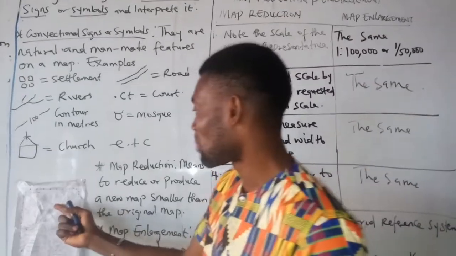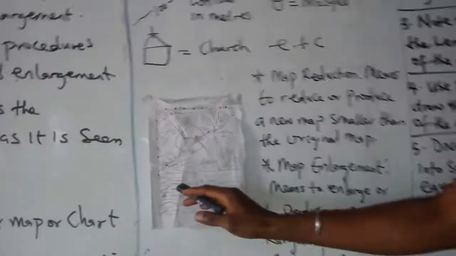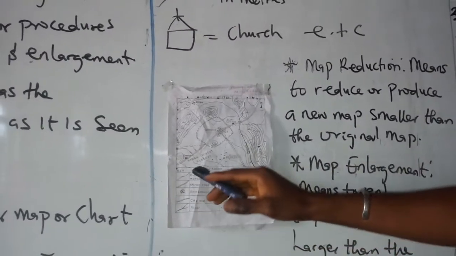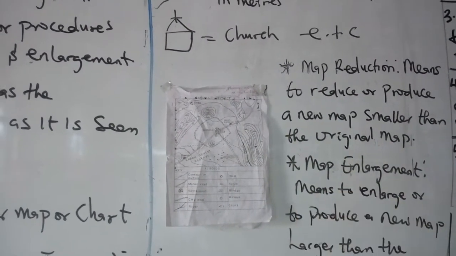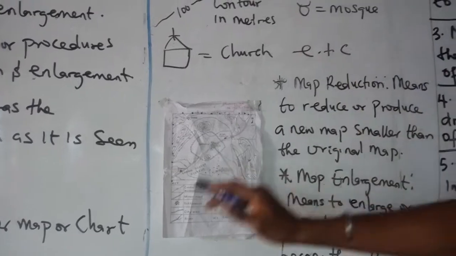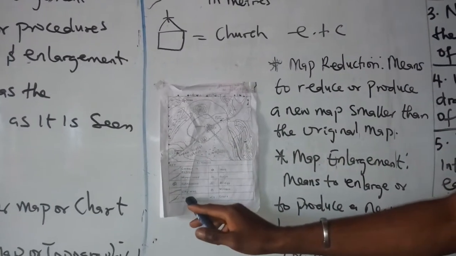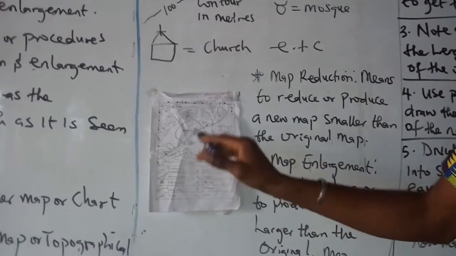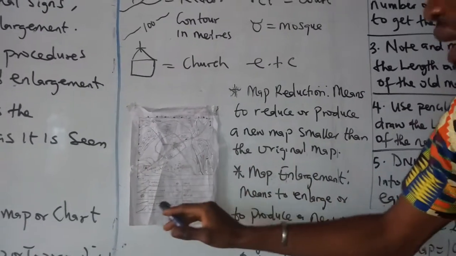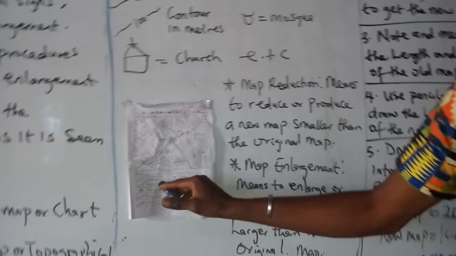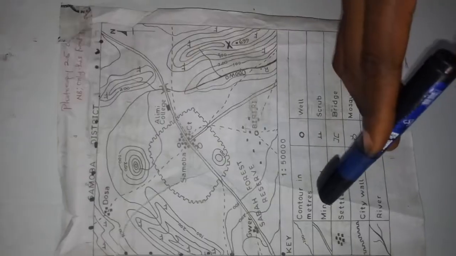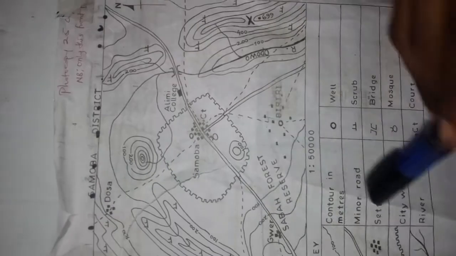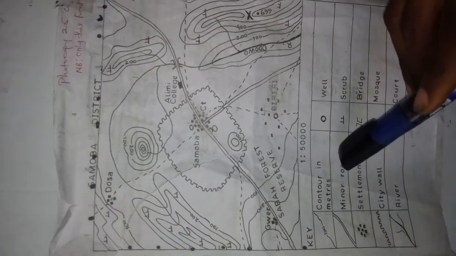Take for instance, this is a topographical map, a map of Samoba district. Under here we have conventional signs. When you are asked to find a river on a map, you come to the conventional signs and look for the sign for river. Then with this, you can say that, oh, the river is inside this map. Now look at this one, road. If someone asks you to find a road inside this map, you come here and see the minor road sign here.